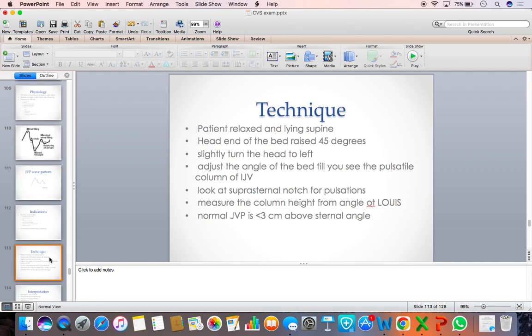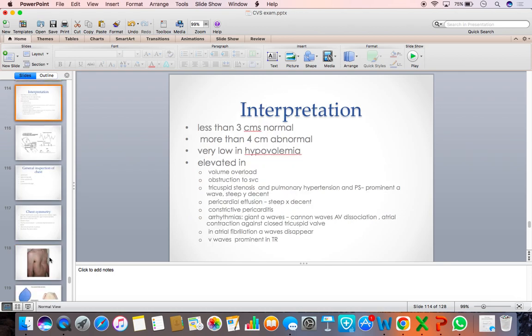And observe for the pulsations at the suprasternal notch. Then proceed to measure the column height from the Lewis angle to the top of the pulsatile column. This height is normally less than 3 centimeters, but if it is more than 4 centimeters, it is abnormal. It is elevated in the conditions which I explained before, like volume overload, obstruction to the superior vena cava, tricuspid stenosis, pulmonary hypertension, pulmonary stenosis.